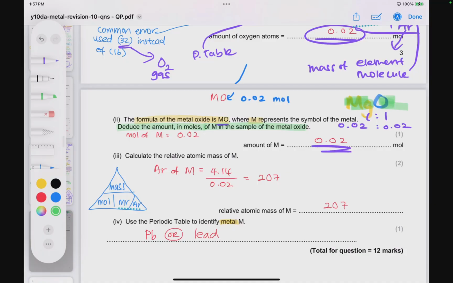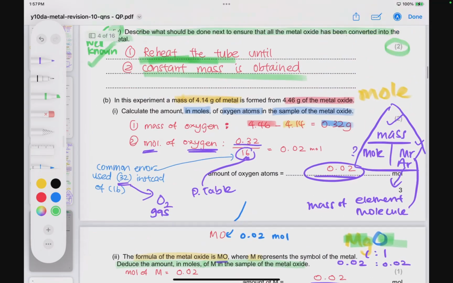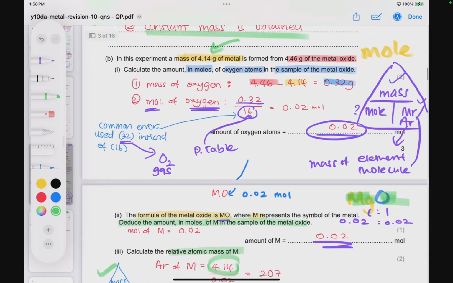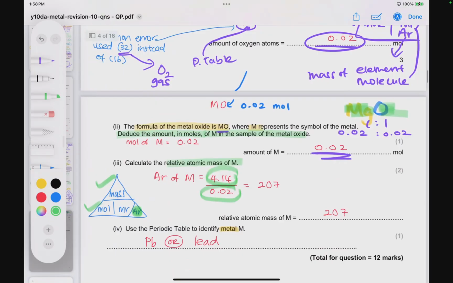Alright, next one, we want to find the AR. So we use mass divided by number of mole. So the mass of the metal is given in the question. We end up with this mass of metals, 4.14, and we divide by the number of mole, which is over here, the previous part of the question, and we get 207.